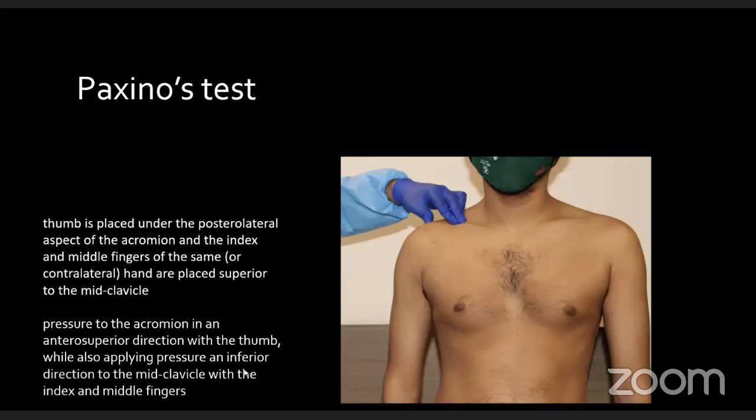Now this is another fancy test. What is Paxino's test? The thumb is placed under the posterolateral aspect of the acromion and the index and middle finger on the mid clavicle. Apply pressure on the acromion in the anterosuperior direction with the thumb, while at the same time applying pressure in the inferior direction to the mid clavicle with the index and middle finger. Basically, we are palpating the acromioclavicular joint. If there is pain, this means there is some pathology in the acromioclavicular joint. It could be arthritis, it could be a fracture, it could be any type of dislocation as well.